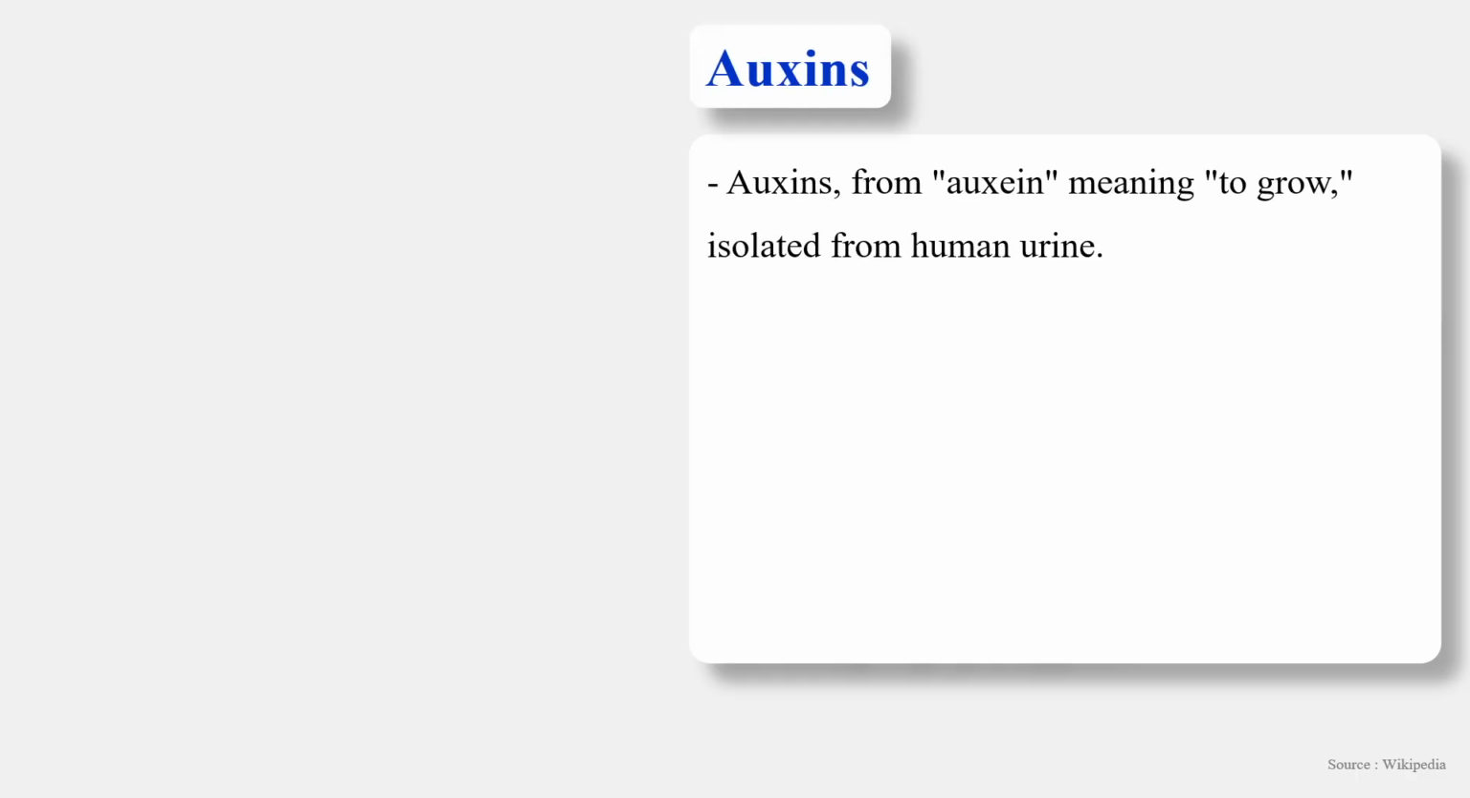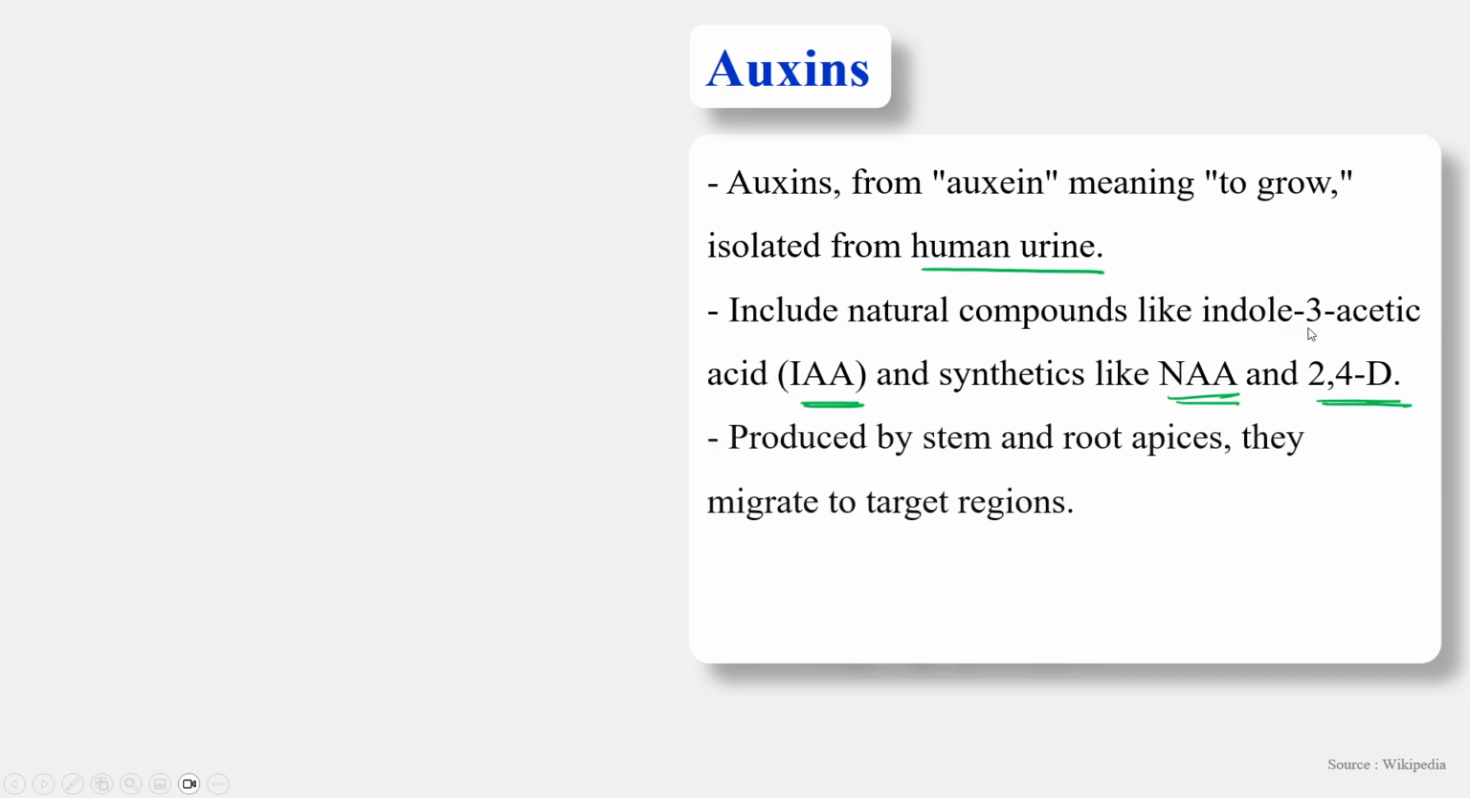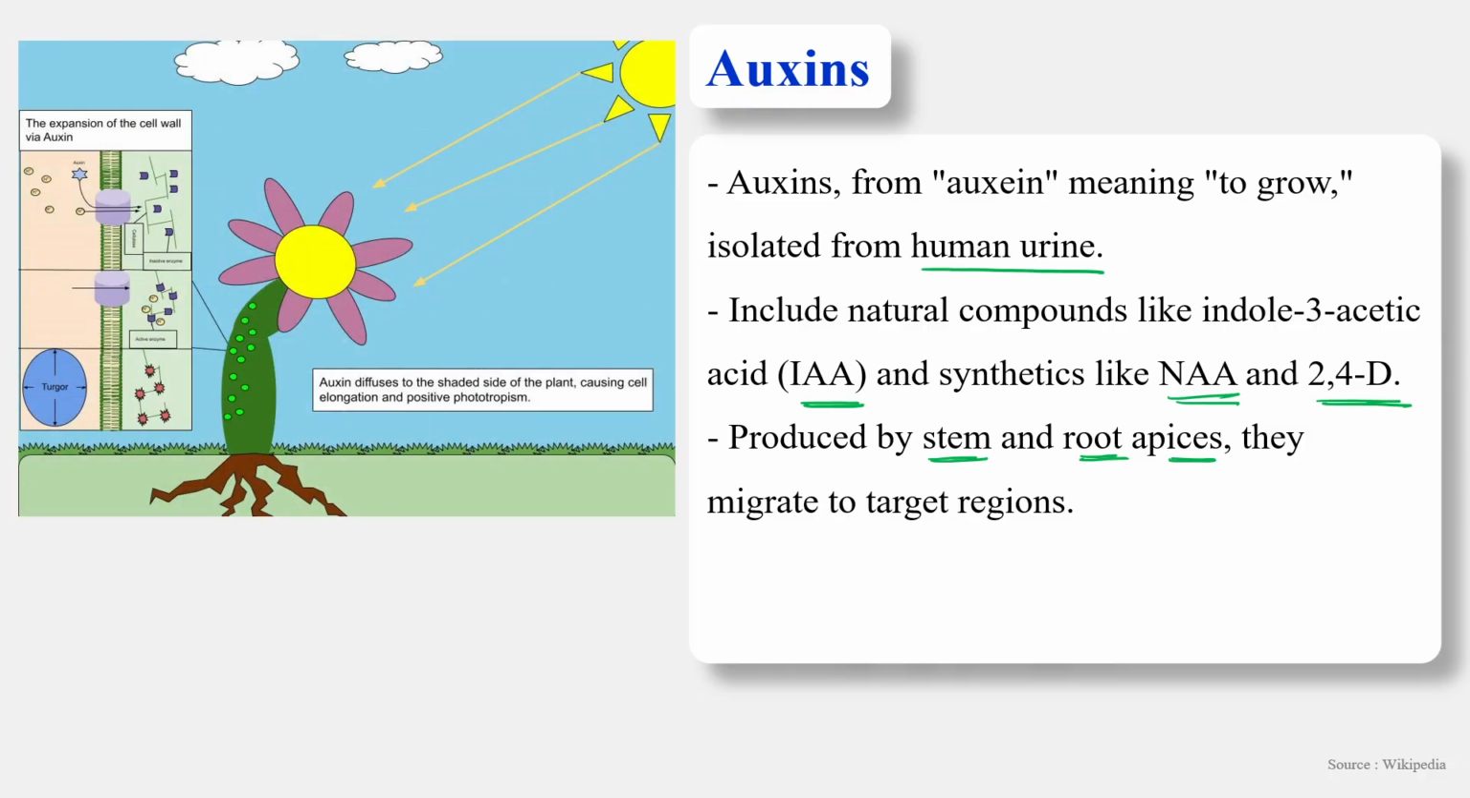Now auxins: auxin means to grow. It was isolated from human urine. It includes natural compounds like indole-3-acetic acid, IAA, and synthetic ones like NAA and 2,4-D. IAA, NAA, and 2,4-D all belong to the auxin category. These auxins are produced at the stem and root apex, and then migrate to the target region where there is a requirement for this particular auxin.